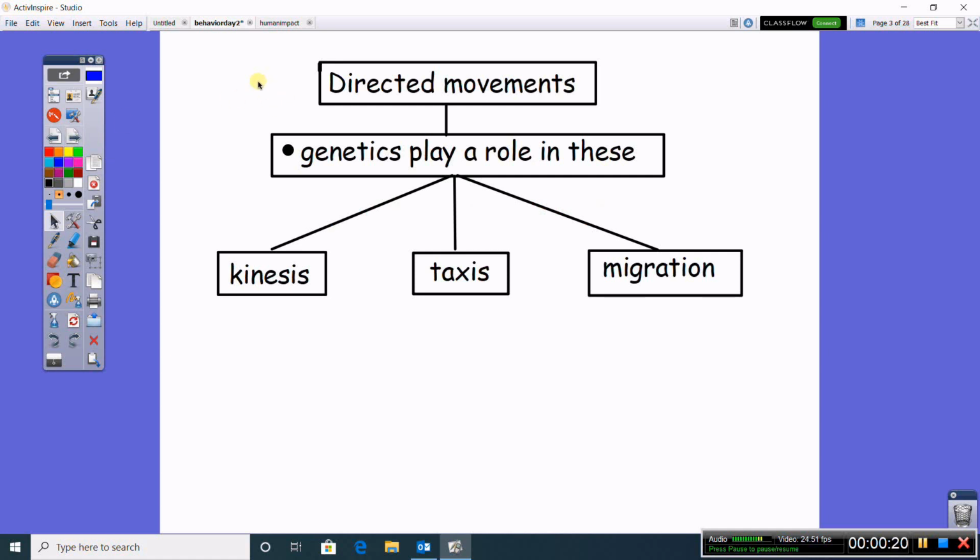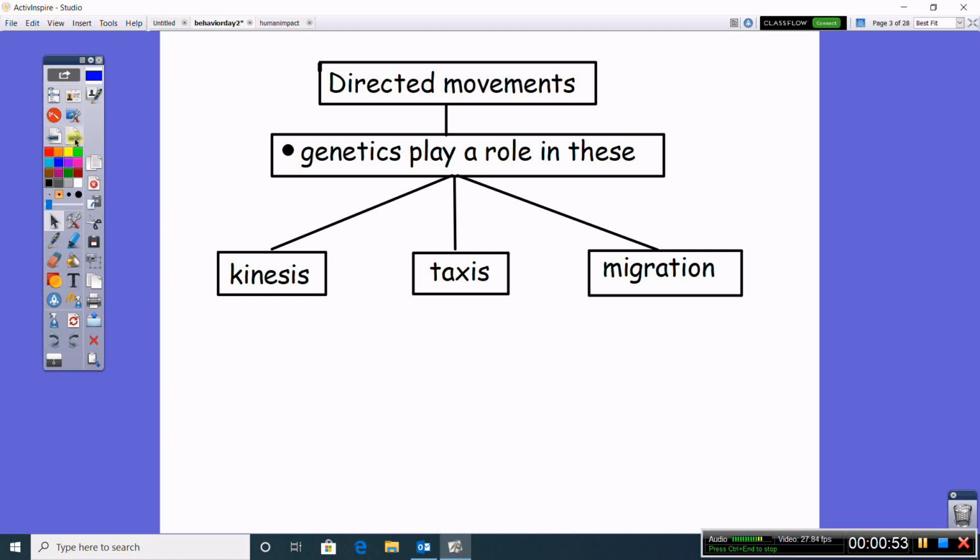So first we're going to talk about directed movements. In the hopes that our pill bugs will still be alive next week to be able to do our pill bug lab, we need to know the difference between kinesis and taxis. And then migration really doesn't play a role in the pill bug lab, but I think you're already aware of what migration is. And if I ever go too fast, feel free to pause the video.